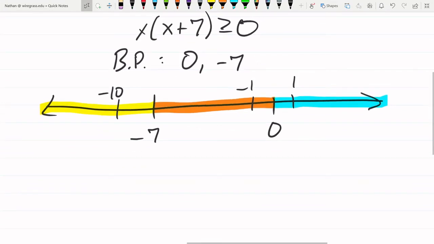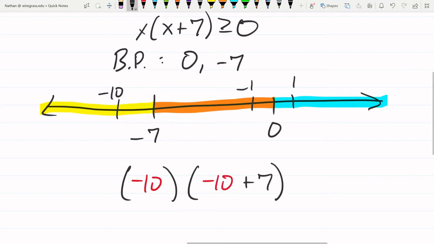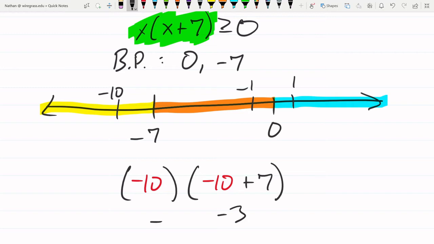So let's test these numbers. I'm going to plug in -10 here. Then we have -10 plus 7. So once again, I'm just plugging it into this thing here to see if it's greater than or less than 0. So we have -10 times, -10 plus 7, that's going to be -3. -10 times -3 is +30. So we know that in this yellow interval we have positive numbers. It's always positive.